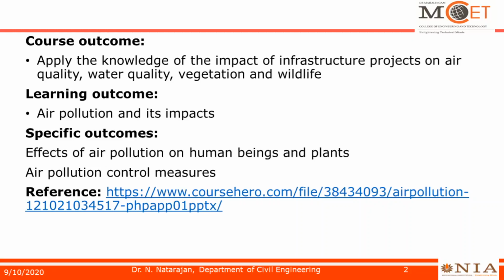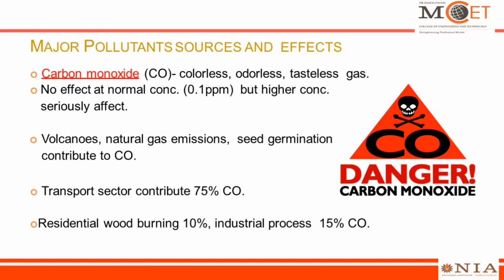So in the last session we have seen what is air pollution, what are the sources of air pollution, how to classify air pollution, and what are the types of air pollutants, right? So here we are going to see the sources and effects, right? So first one is carbon monoxide, a colorless, odorless, tasteless gas. It has no effect at normal concentration of 0.1 ppm, that is parts per million, but at higher concentration it has a serious effect.